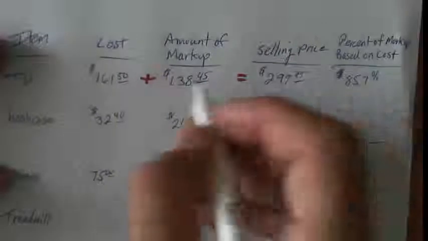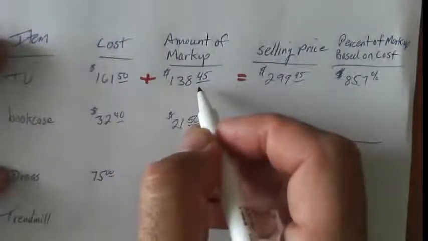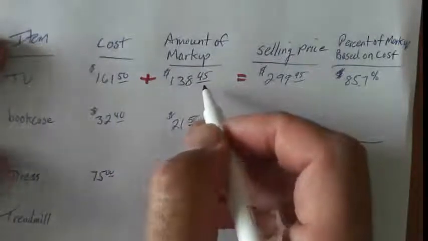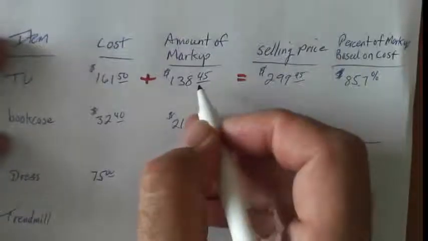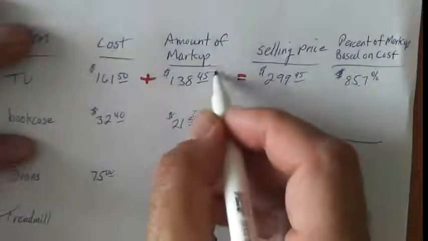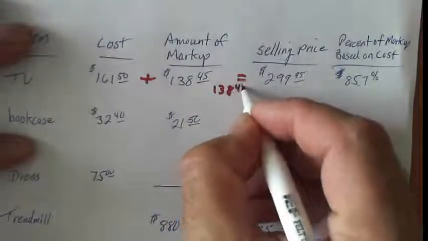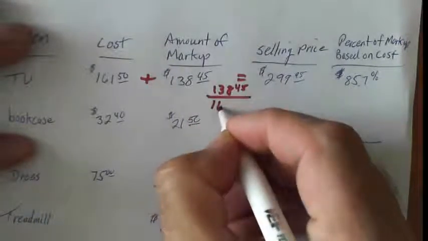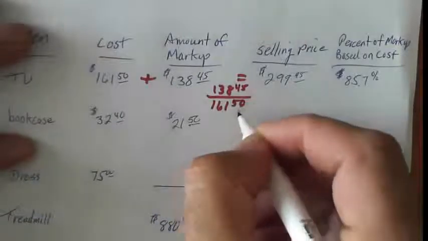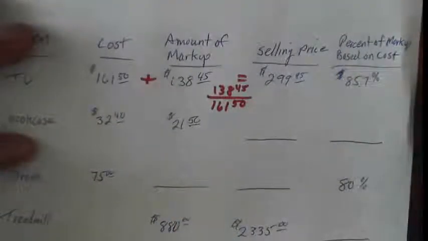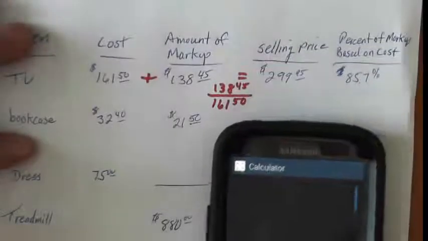Well, what is the percentage of the markup? Well, remember, any percentage of change, and so markup is the change, is the difference over the original amount. So this is the difference. The markup is the difference. So we have $138.45 over $161.50. Okay? So I always talk about the calculator math, so I figured I would actually just simply do the calculator math for you here.